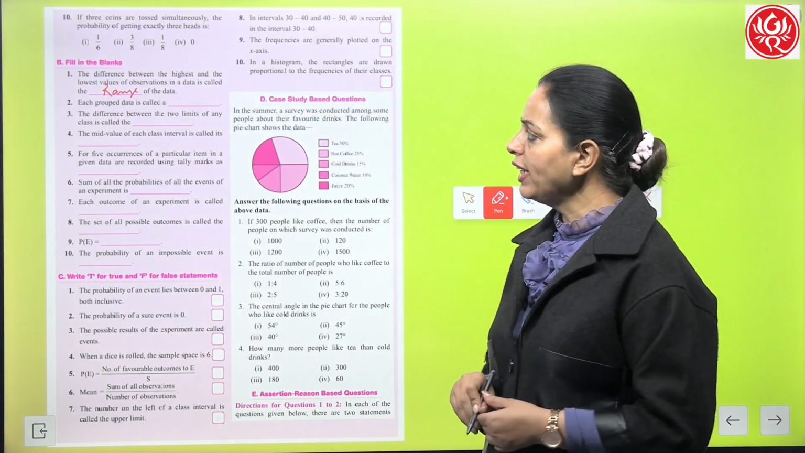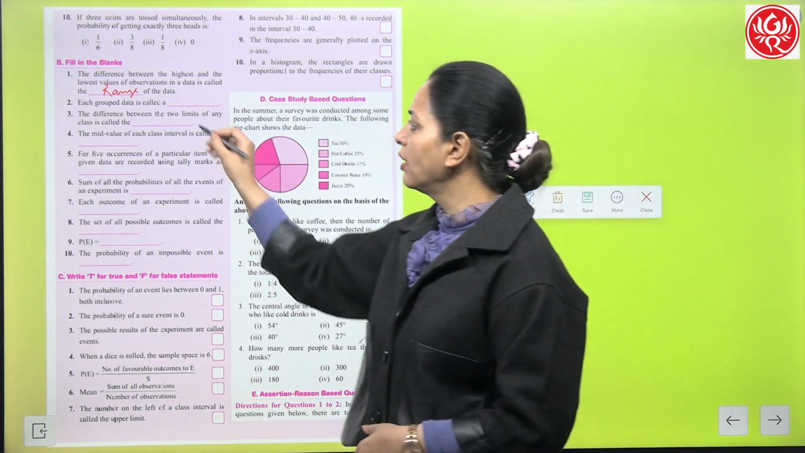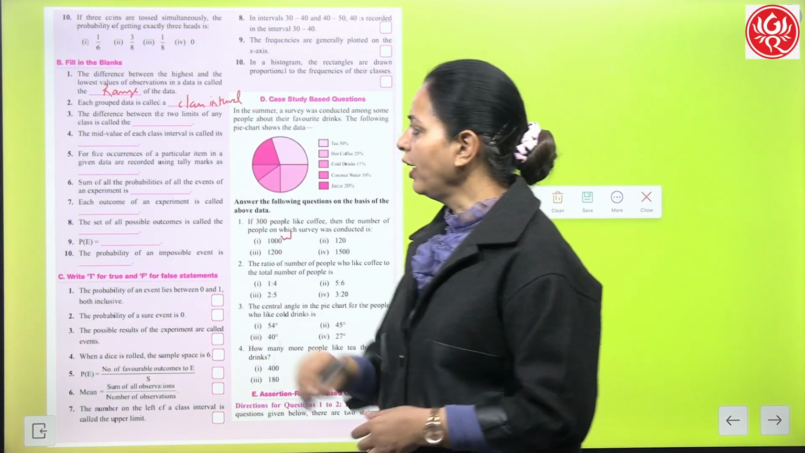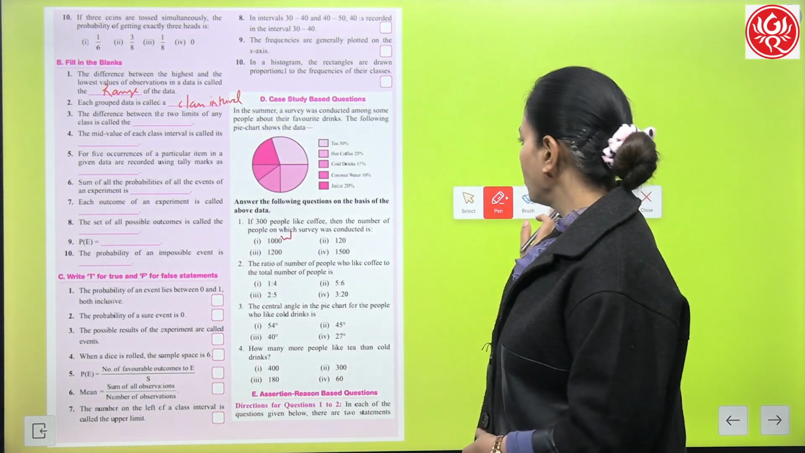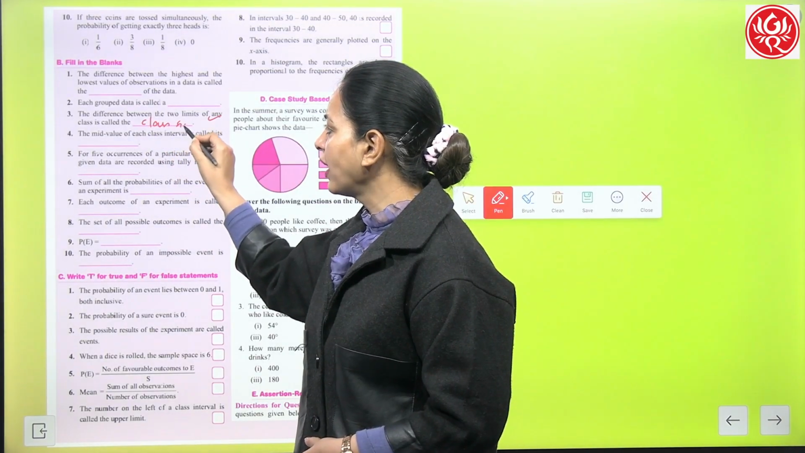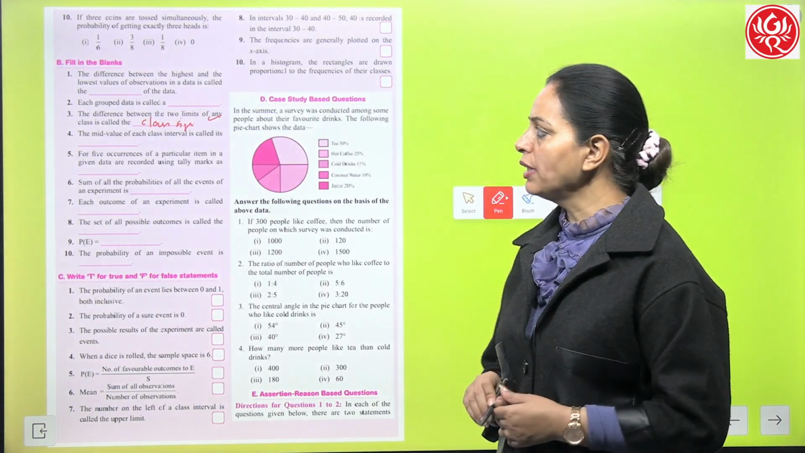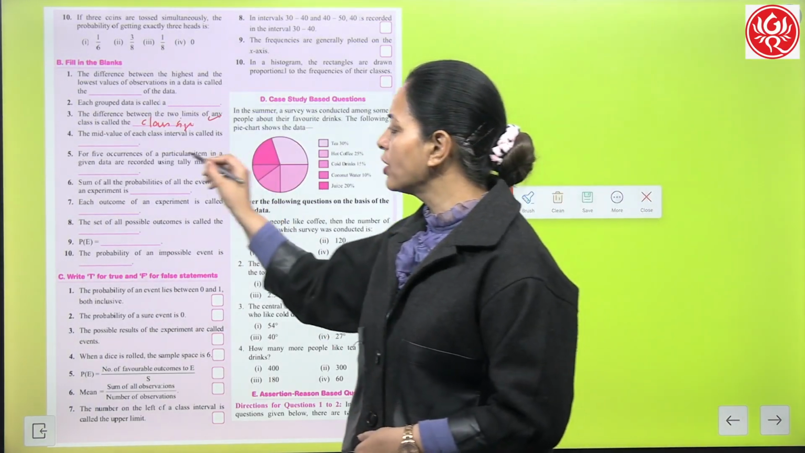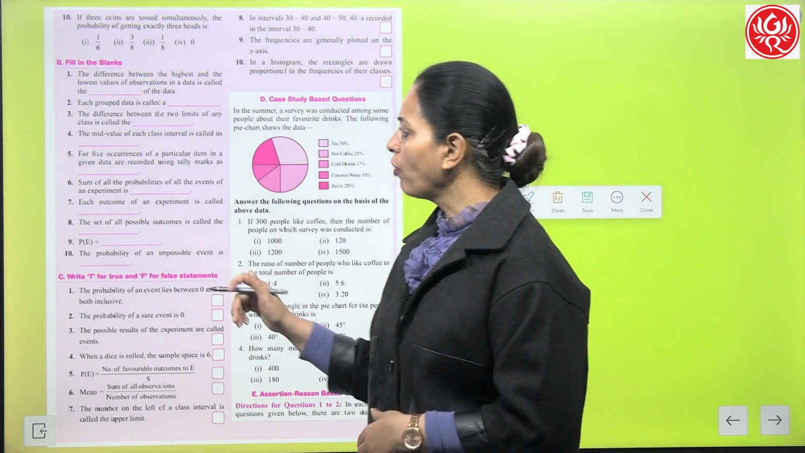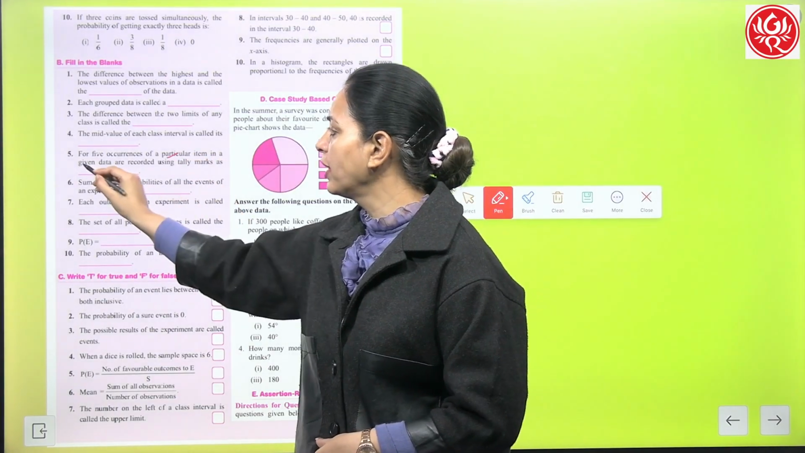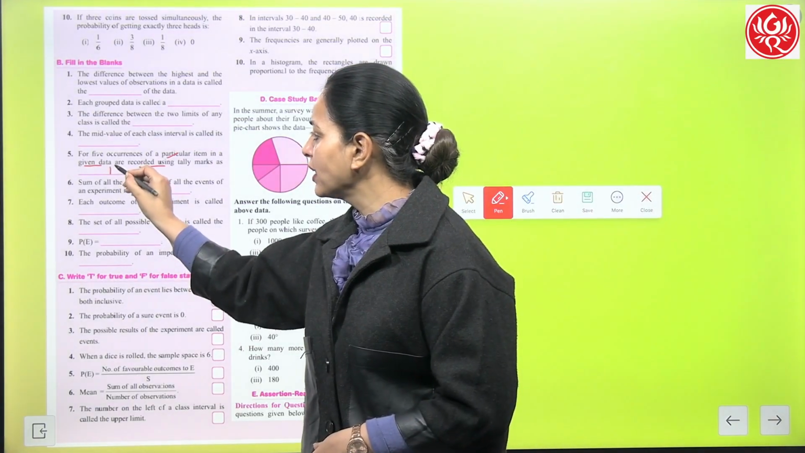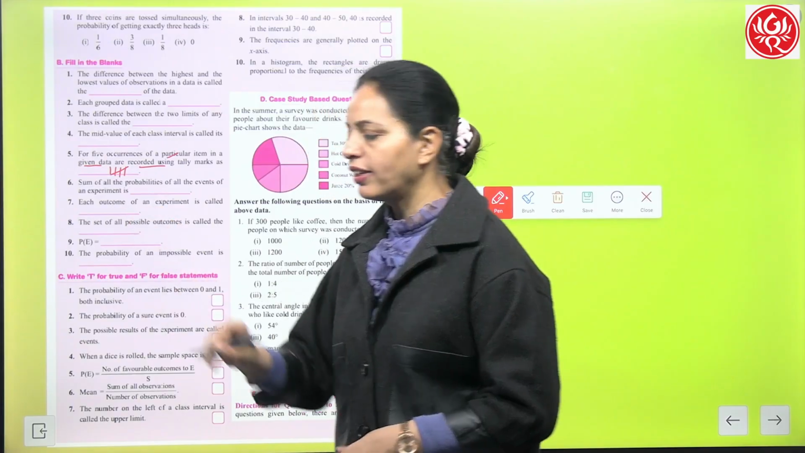The second one, each group of data is called a class interval, okay. The third one, the difference between the two limits of any class is called the class size. The fourth one, the mid value of each class interval is called its class mark. The fifth one, 5 occurrences of a particular item in a given data are recorded using tally marks as. So how will we write 5? Like this, one diagonal, right?